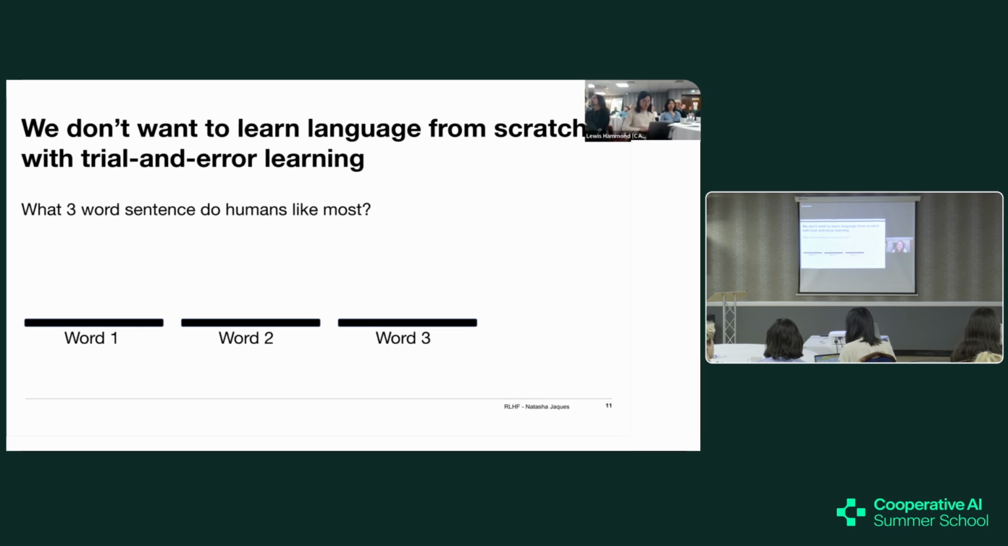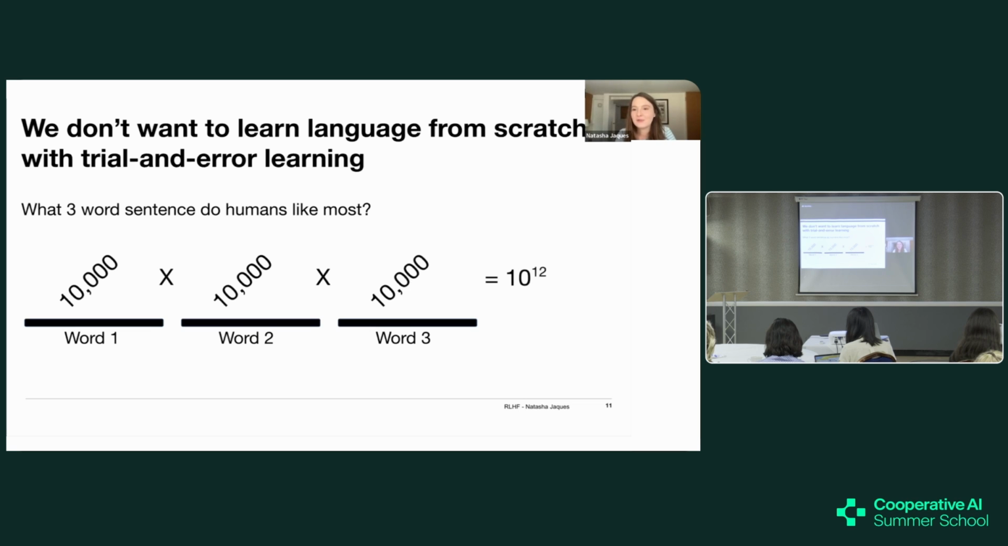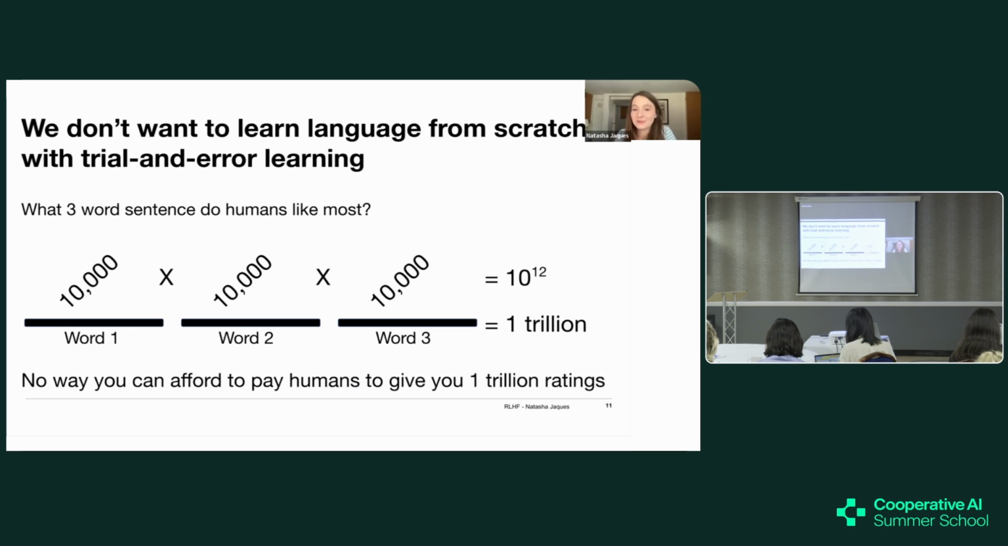No, because of the sample complexity. Yeah. RL models are incredibly data hungry. They have to see rewarding examples multiple times to actually learn it. And if you think about trying to learn a 3-word sentence with a 10,000 word vocabulary, you end up with basically 1 trillion possible sentences if you have no prior over what are valid sentences. And you really don't want to have to pay humans to give you 1 trillion ratings, right? Human feedback is incredibly expensive. So you just don't want to do that.